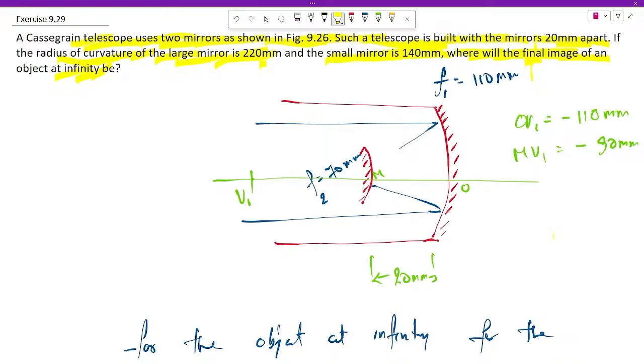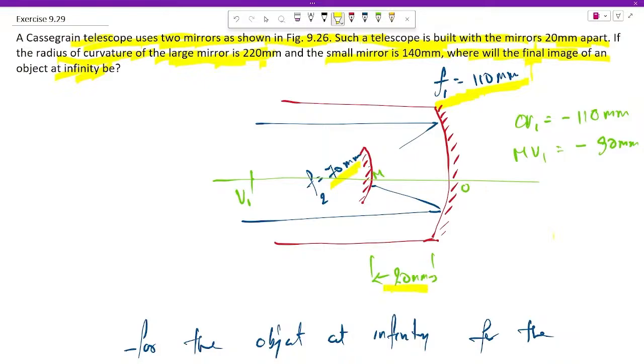Given that the focal length of the larger mirror, which I have denoted as 1, is 110 mm. We have been given the radius of curvature, so we can deduce the focal length from that, which is equal to radius of curvature divided by 2. So the focal length of the larger mirror is going to be equal to 110 millimeter, and the focal length of the smaller mirror is going to be equal to 70 mm, and they are positioned 20 mm apart.